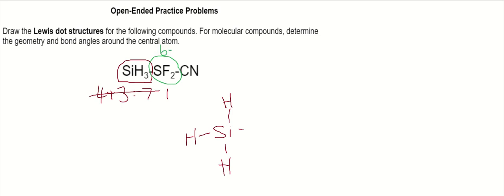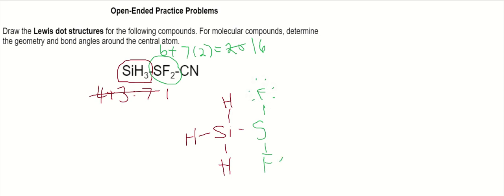Sulfur has 6 valence electrons and fluorine has 7. There's 2 fluorines, so let's multiply that by 2. 14 plus 6 is 20 valence electrons. All right, sulfur is going to go in the center. Put the fluorines around it. Let's get 2 bonding pairs, 1 for each fluorine, and that's going to use up 4 valence electrons. We're down to 16.